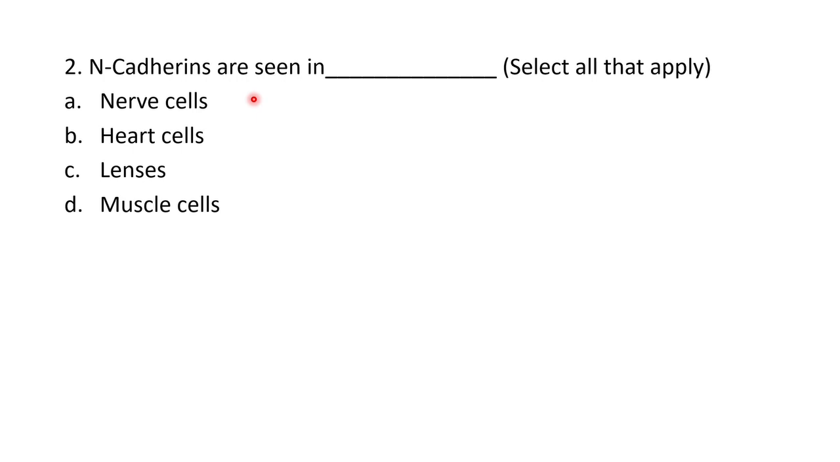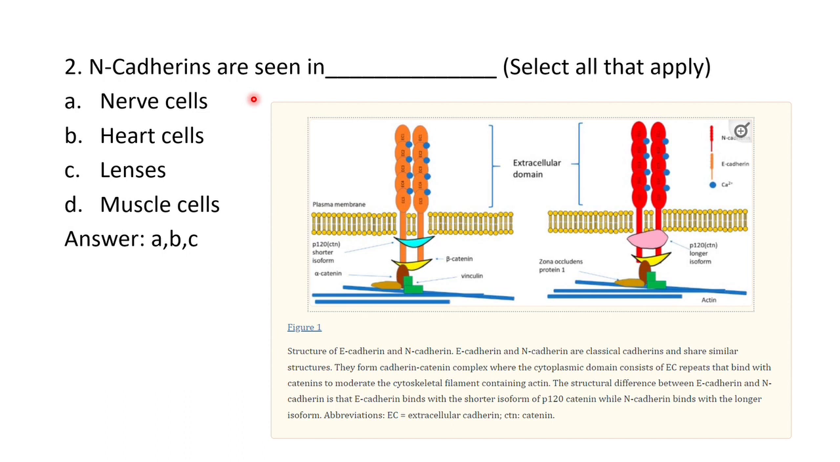Okay, so N-cadherins are seen in nerve cells, heart cells, and lenses. So as I told, there are two types of cadherins, E-cadherin and N-cadherin. One main difference between these two is that the E-cadherin will bind to a shorter isoform. So there is another protein called catenin. So the E-cadherin will bind to a shorter isoform of this catenin protein, while in N-cadherin it will bind to a longer isoform of this catenin protein, that is the P120 catenin protein.